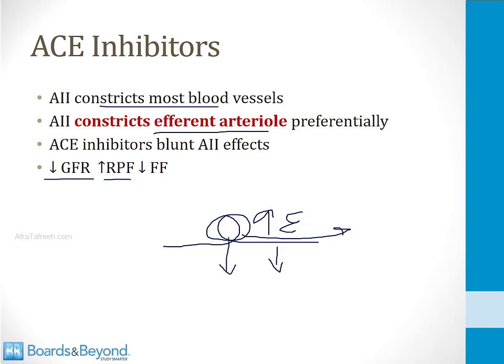This means that the filtration fraction is going to fall because remember, the filtration fraction is the GFR as the numerator, the renal plasma flow as the denominator, and since the denominator is going up and the numerator is going down, we see a fall in the filtration fraction. They like you to know these effects for step 1 of your boards.